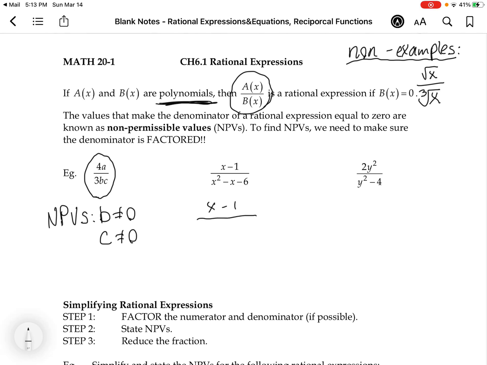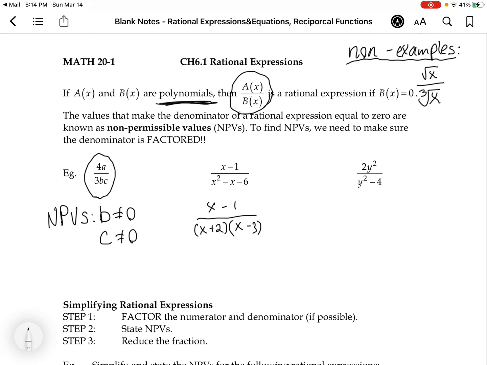The numerator is already factored, it's just x minus 1. And here we have to think, okay, this is a trinomial of the form ax squared plus bx plus c. The a value is 1, so this one's relatively easy to factor directly. We're looking for two things that multiply to -6 and add to -1. Okay, so that would be -3 and 2. This is going to factor into x plus 2 times x minus 3. Okay, and we can see here, okay, we're multiplying two things together, x plus 2 and x minus 3.